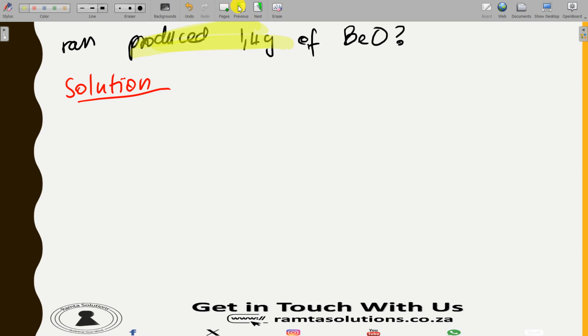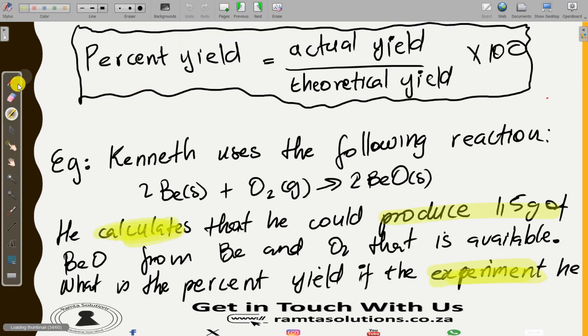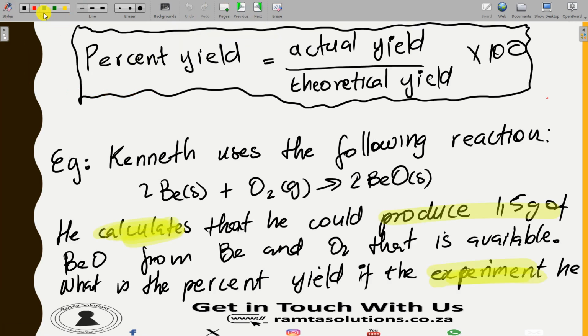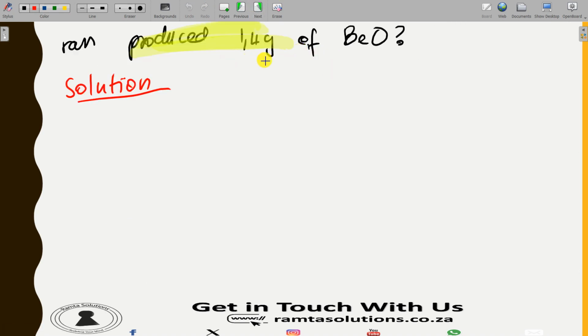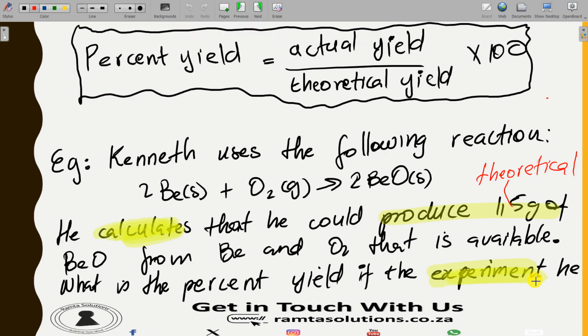So now we have to ask ourselves questions. What are these values? So what is this? This must be the theoretical. Why am I saying theoretical? Because he calculated it. And of course, this 1.4, what is it? It is the actual. Why? Because it is what he obtained from the experiment.